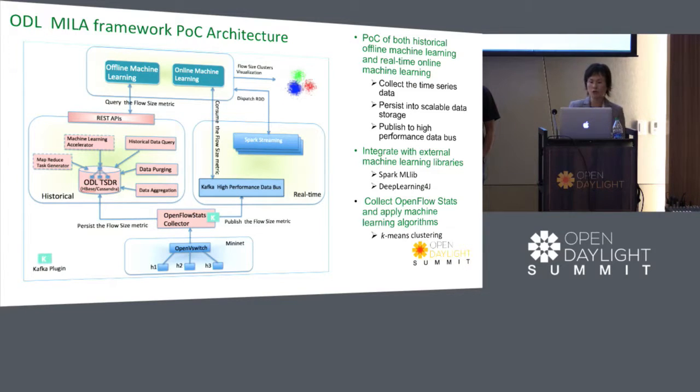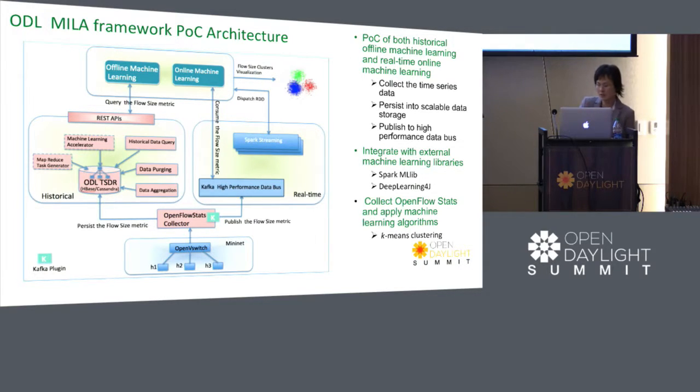And then there's the offline machine learning module that's going to query the data from ODL TSDR through the RESTful APIs. After it gets the data, it applies, in our case, Spark MLlib. We're using that library, using k-means clustering, a very simple algorithm, applied specifically on the flow size metric we collected from OpenVSwitch, and then we categorize into different clusters and show it visually. So that's one POC we've done, which I'm going to show in a minute.